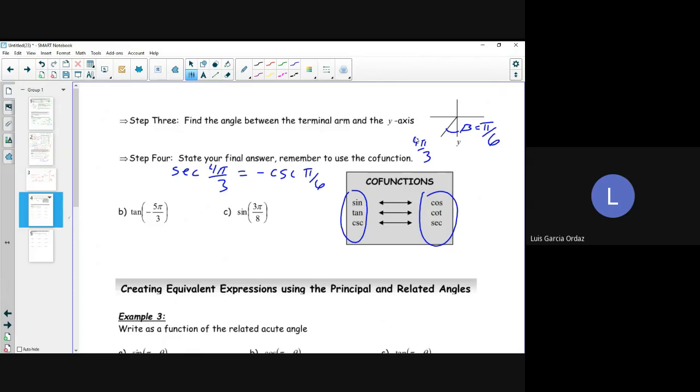So obviously you would use your unit circle to determine the ratio of secant of 4 pi over 3. And then you would have to use the cofunction cosecant to figure out if pi over 6 you need to multiply by a negative or keep it positive.